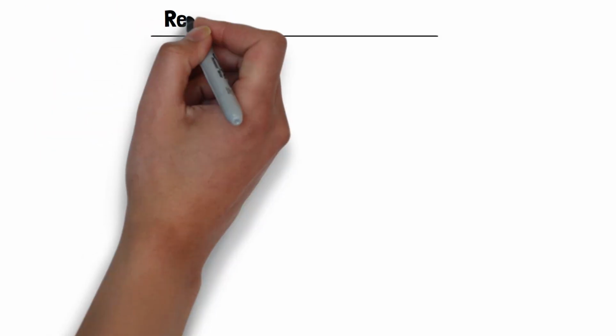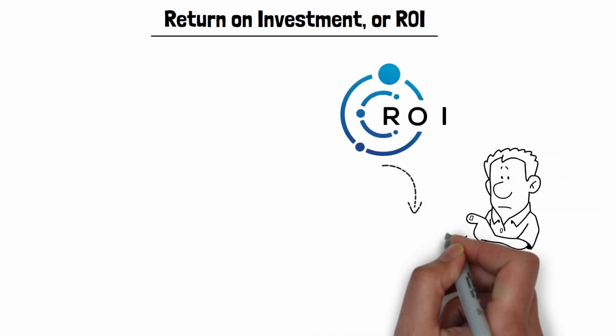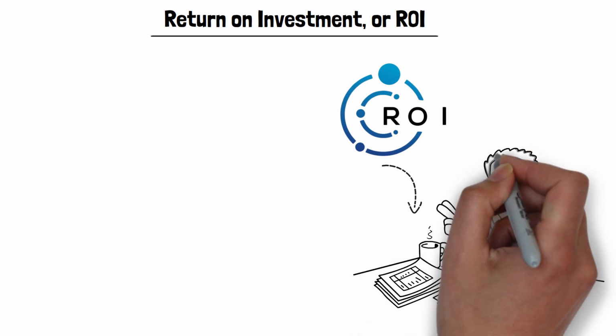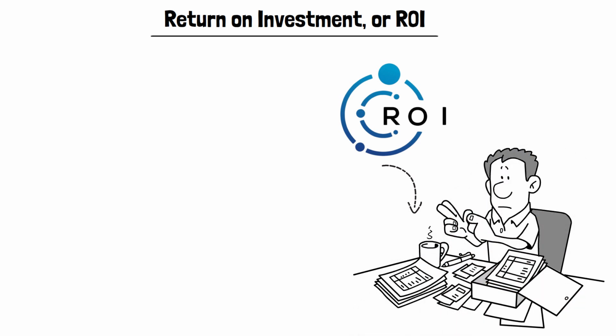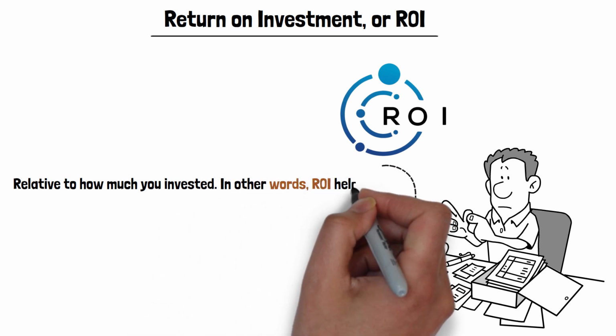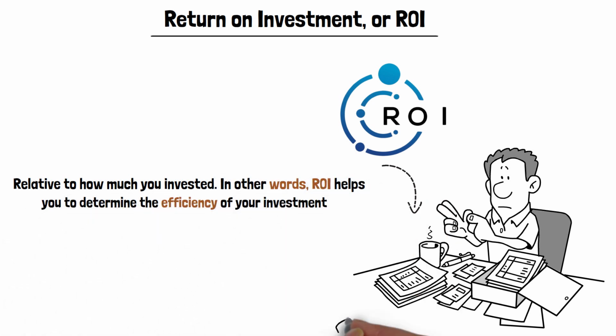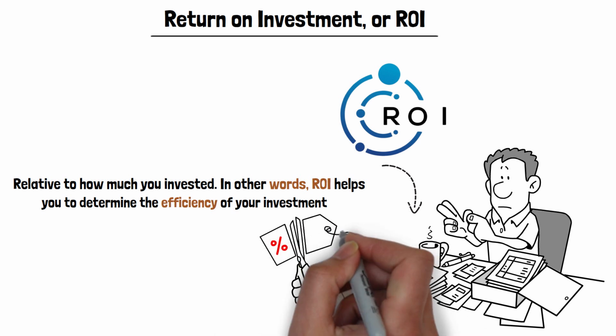Next, let's talk about return on investment, or ROI. As the name implies, return on investment, ROI, is a financial metric whereby you measure how much profit or loss you've made on an investment relative to how much you invested. In other words, ROI helps you to determine the efficiency of your investment, usually in terms of percentage.